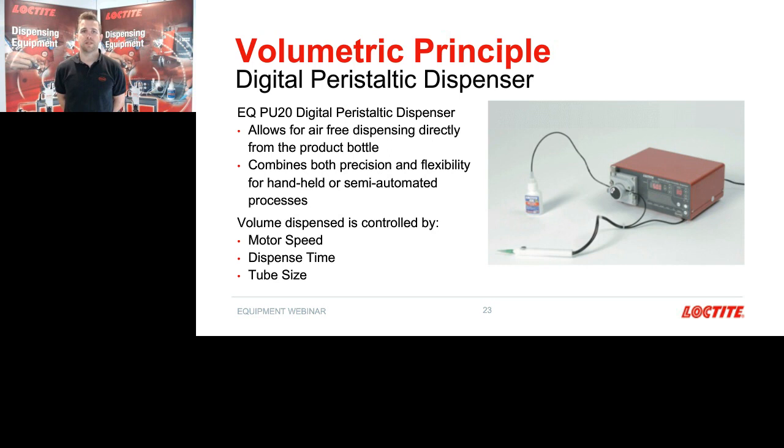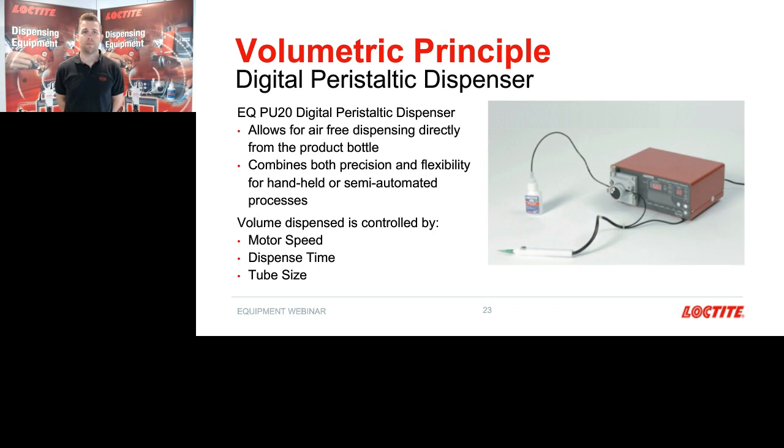So the first of those units is this you can see here, which is our digital peristaltic dispenser, or what we call our PU20. Now, this unit allows for completely air-free dispensing direct from the original product container. Now, that's a real key point here, is this unit requires no air pressure, no air supply. So perhaps around your workstation, if you don't have compressed air, or even in your factory environment you don't have compressed air, then this unit's perfect because it just requires normal electricity, 110 to 240 volts, and you can place it on your workstation and away you go.